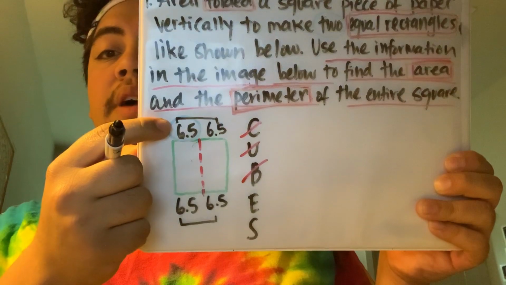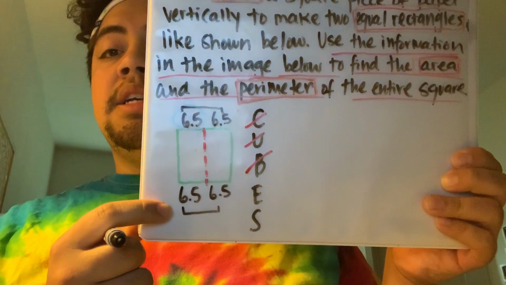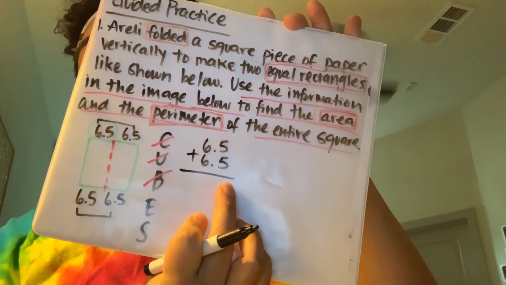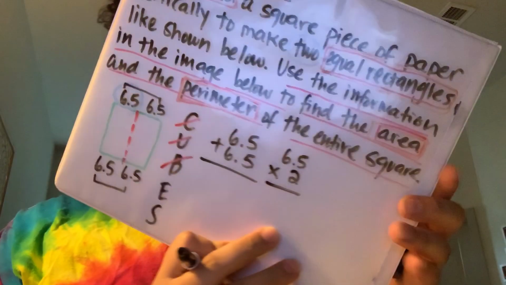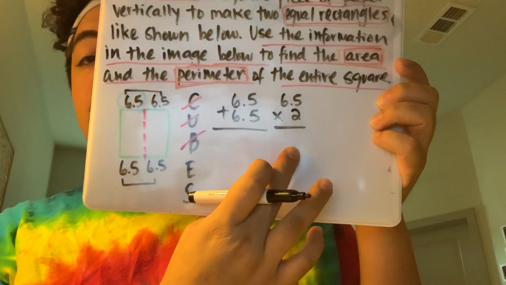Now, I'm going to take it a step further, and I'm going to combine those two side lengths. The 6.5 and the 6.5 on top, and the 6.5 and the 6.5 at the bottom. I can either add them like so, or I can multiply 6.5 times 2. It'll give me the same answer because it's just repeated addition, right? I'm going to go ahead and do the addition problem though.